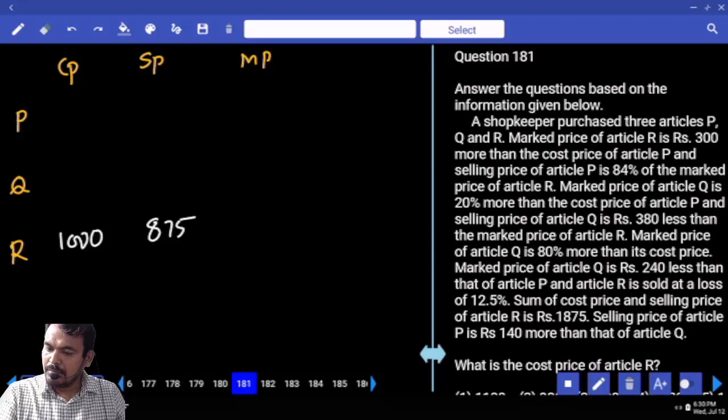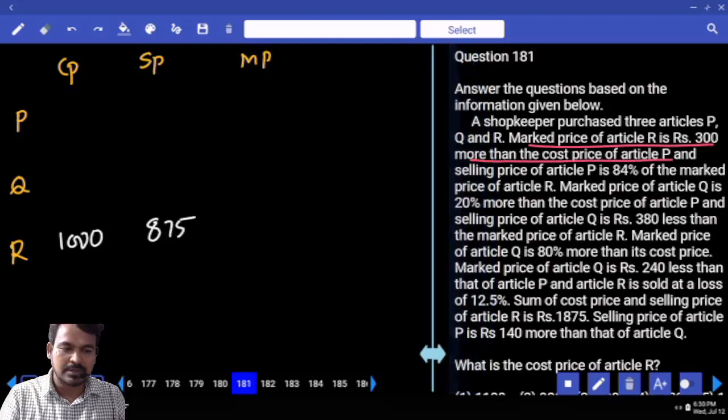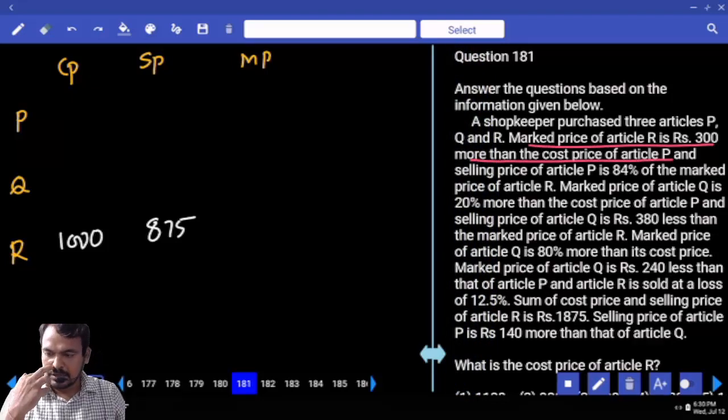Starting line: Market price of article R is 300 more than the cost price of article P. There is no clarity on that. But selling price of article P is 84% of the market price of article R. No clarity. Next.